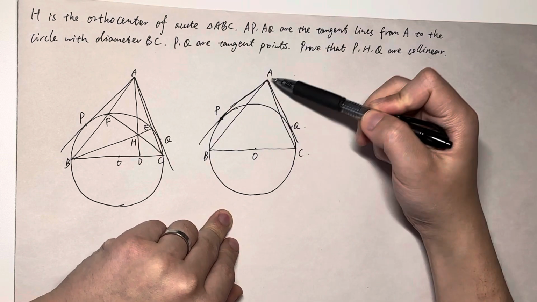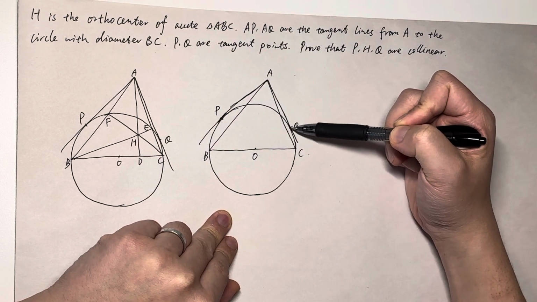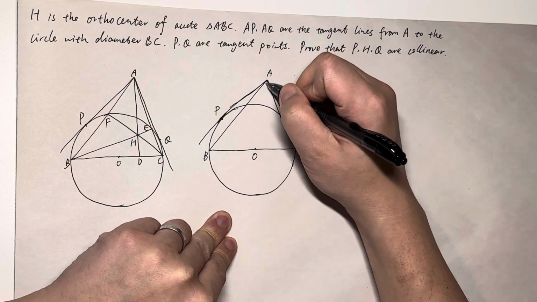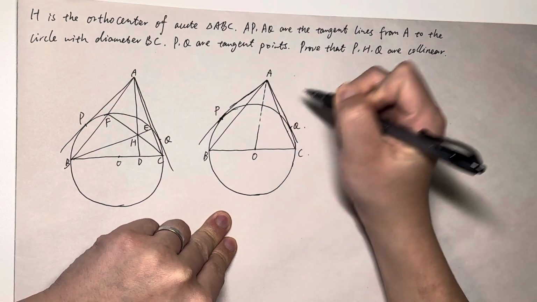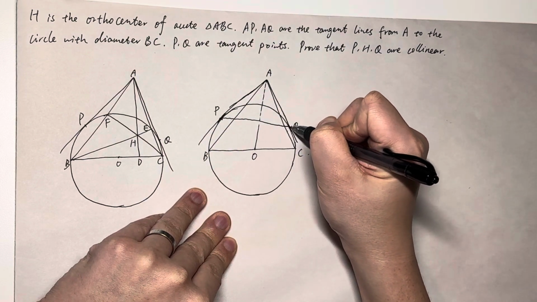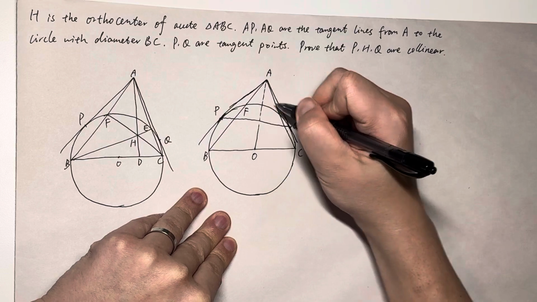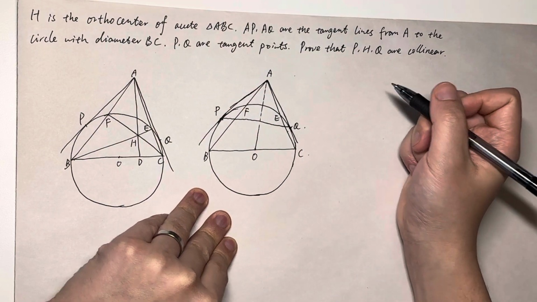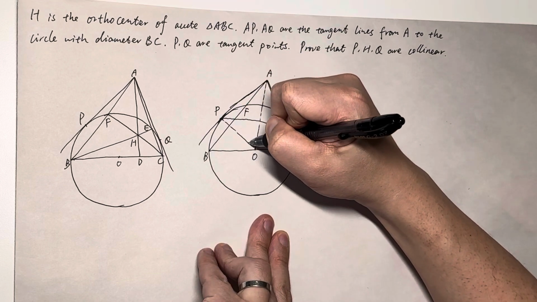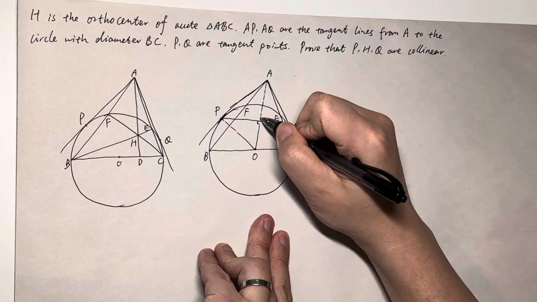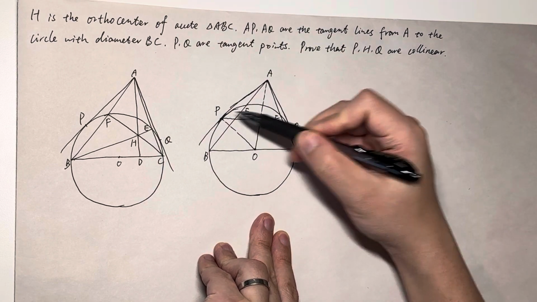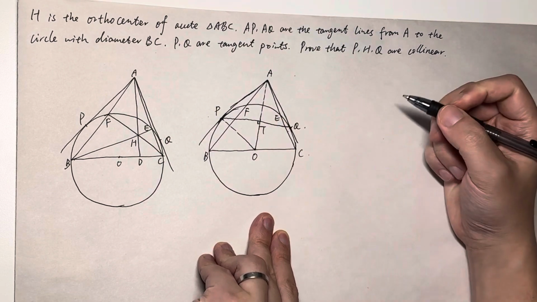Because AP equals AQ, right? They both are the tangent lines of the circle O. So we know that if we connect AO, it should be perpendicular to PQ, right? This is F, this is E. So based on this, let's connect OP, and we know that AO is perpendicular to PQ, right? And this point would be the midpoint of PQ, so let's call it T.